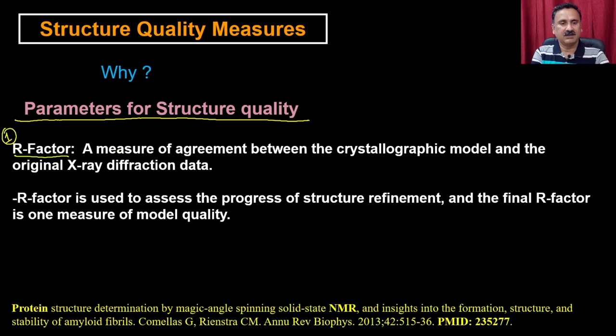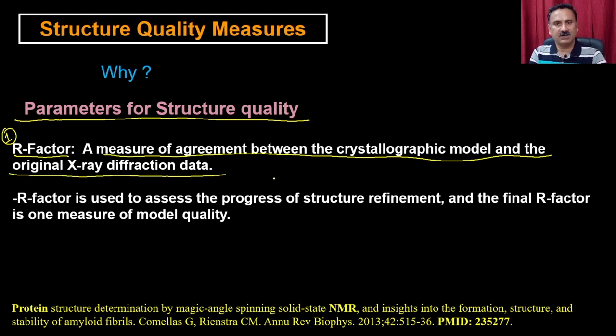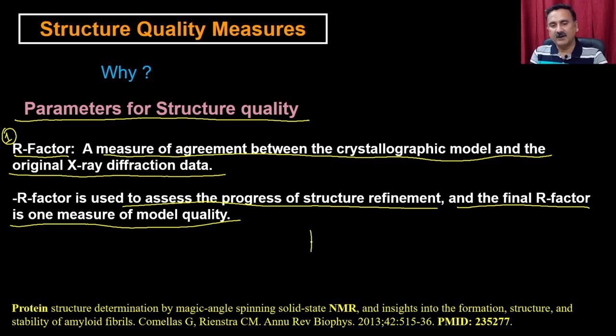The R factor is a measure of the agreement between the crystallographic model and the original X-ray diffraction data. It is used to assess the progress of the structure refinement, and the final R factor is the one with which we measure the model quality, which means the R factor is going to decide the quality of the structure.